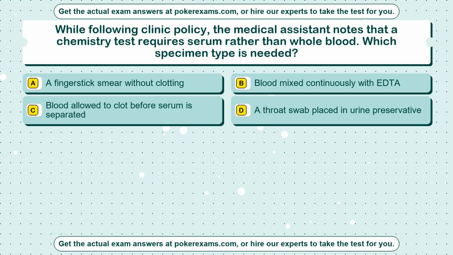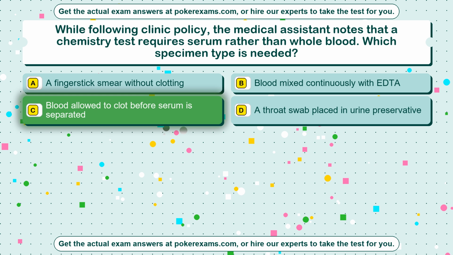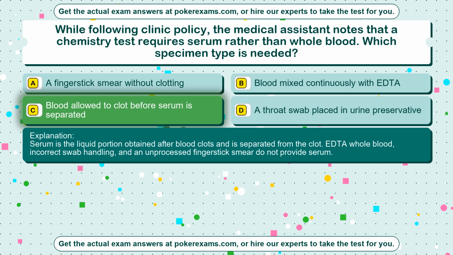Option C, blood allowed to clot before serum is separated. Option D, a throat swab placed in urine preservative. The correct answer is option C, blood allowed to clot before serum is separated. Serum is the liquid portion obtained after blood clots and is separated from the clot. EDTA whole blood, incorrect swab handling, and an unprocessed finger stick smear do not provide serum.